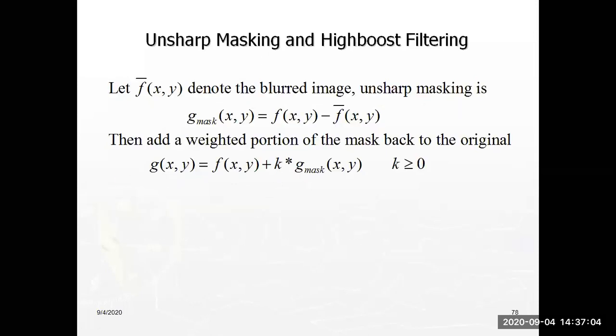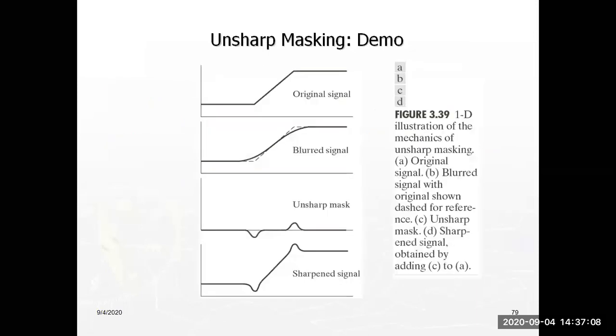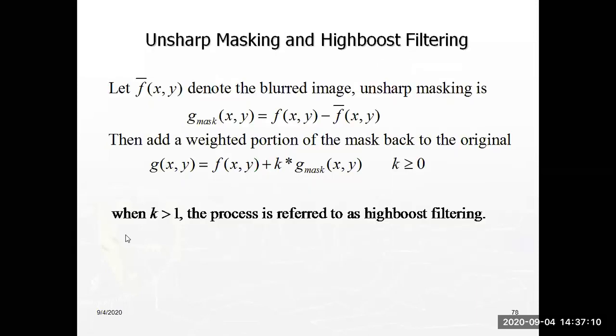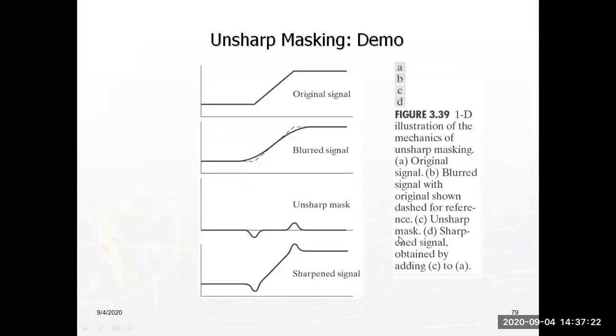Unsharp masking is generally used in the printing and publishing industry. Where k must be greater than 1, the process is referred to as high boost filtering. If you use a larger k value, it is called high boost filtering. Here I am showing the original signal, blurred signal, unsharp mask, and sharpened signal.